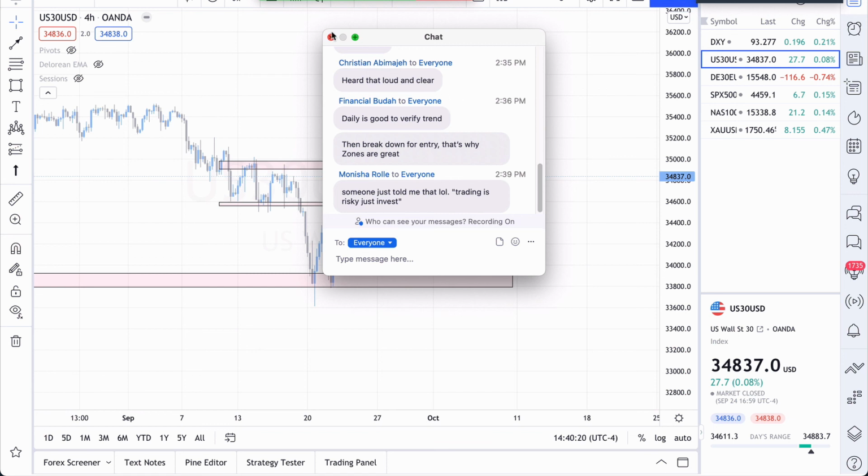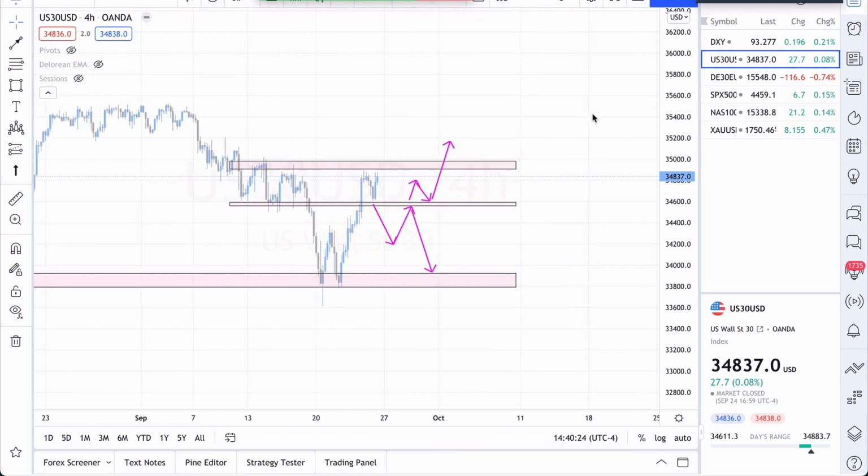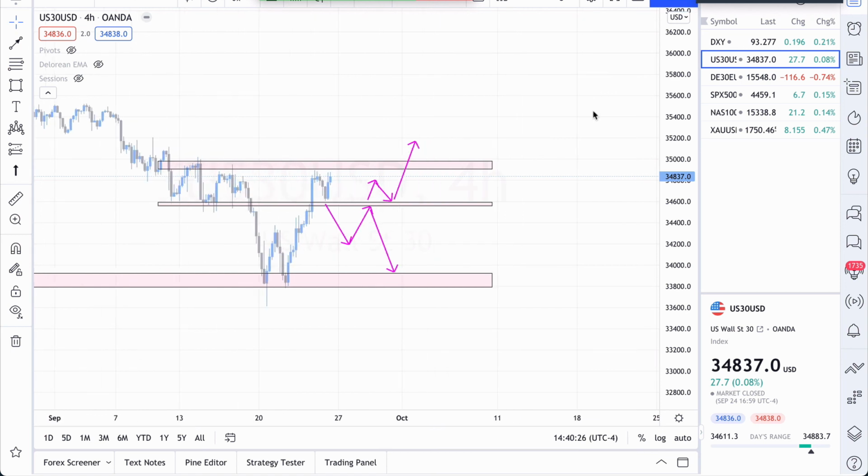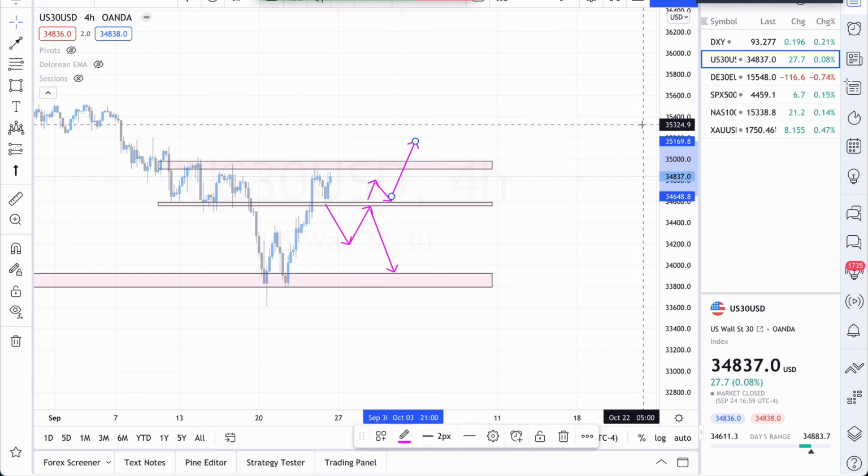Trading is risky, just invest. Trading is risky, just invest. You can literally switch those two concepts. Investing is risky, just trade. Same thing.